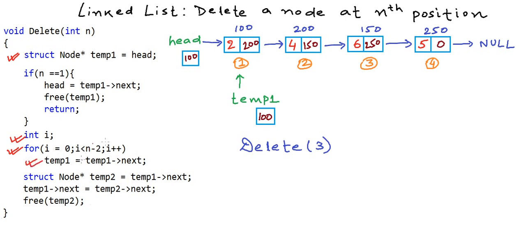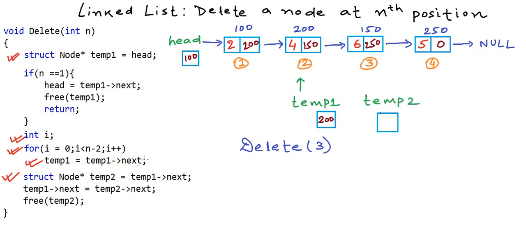So temp1 will now move to address 200. So temp1 is now pointing to the second node. This is what we wanted to do. We wanted temp1 to point to n minus 1th node. N is 3 here. Now we create another variable, another pointer to node, temp2, and we set this guy as temp1.next. temp1.next is 150, so we set this guy as 150. So this guy points to the nth node or the third node.